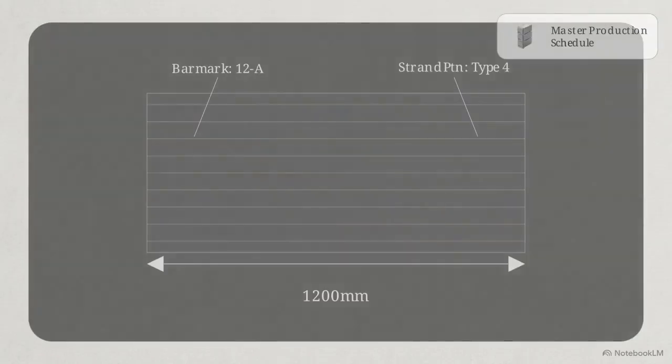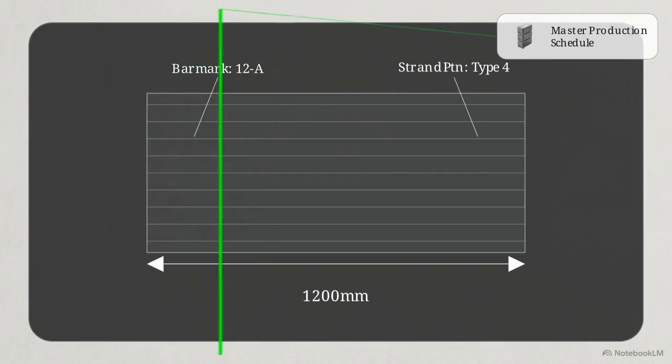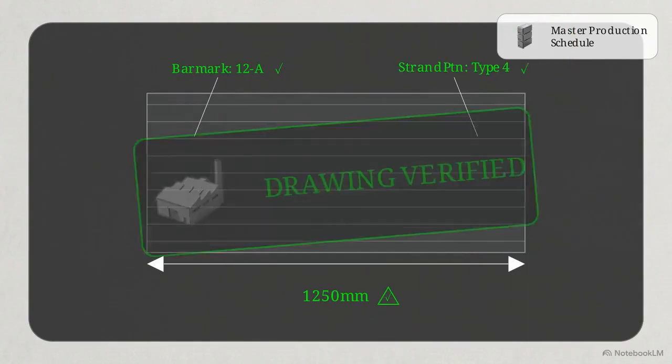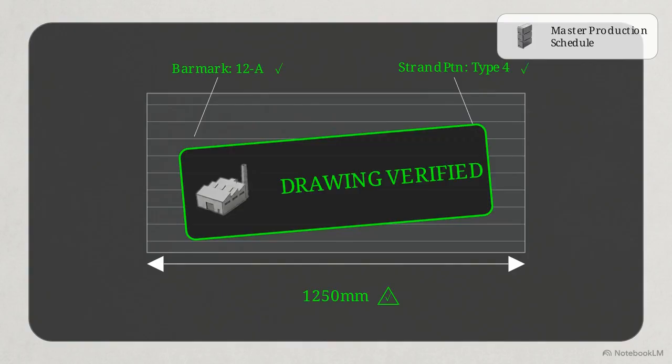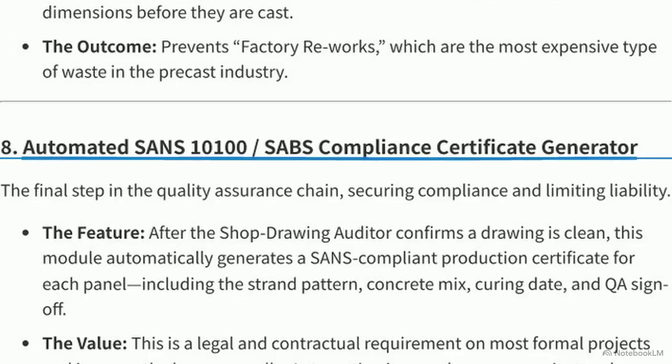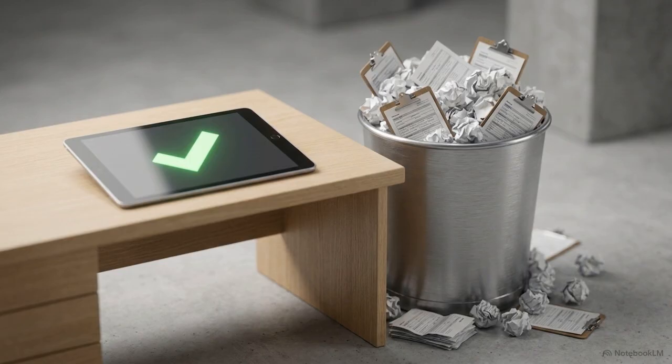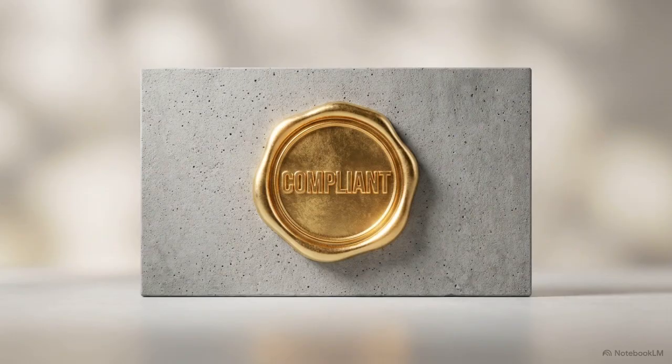This desktop application continuously cross-references individual drawing callouts against the master production schedule, catching minute errors in bar marks or slab dimensions before a single drop of concrete is poured. Once cleared, the system automatically generates a legal compliance certificate for every single panel, documenting the exact strand pattern, concrete mix, and curing date. Securing this level of compliance automatically strips hours of manual documentation from the workflow, severely restricts liability exposure for the manufacturer, and eliminates the industry's most expensive form of waste, factory reworks.